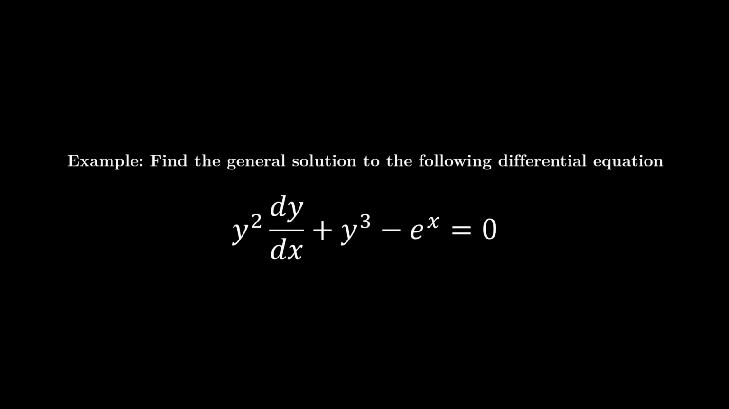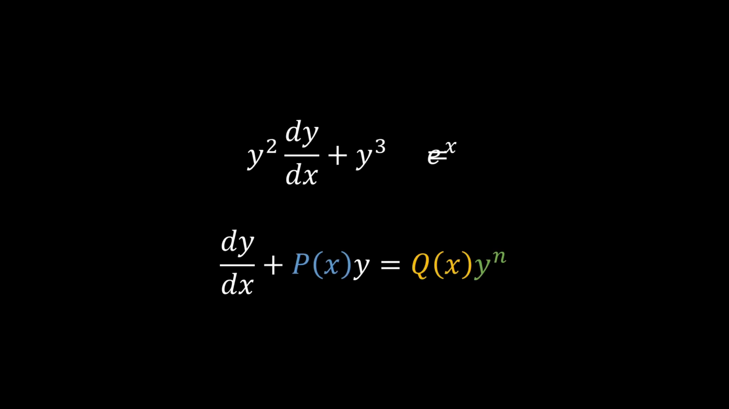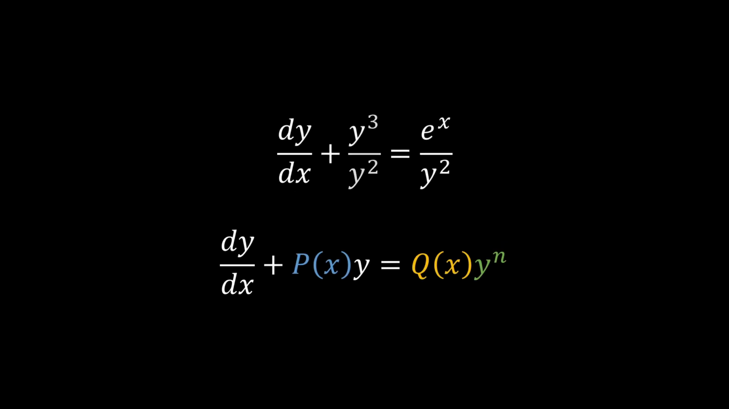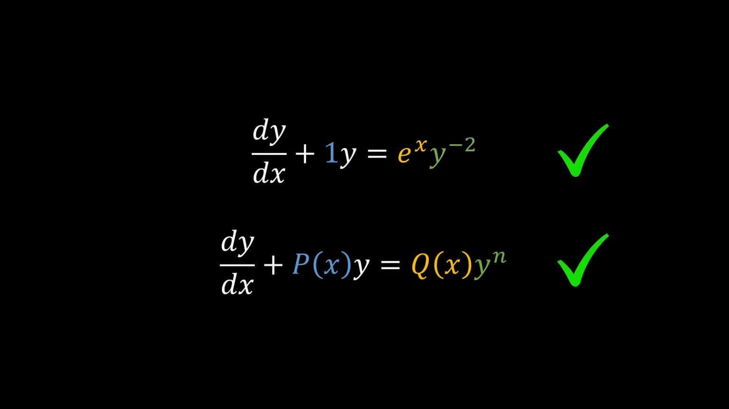We are asked to find the general solution of the following differential equation: y squared times dy dx plus y cubed minus e to the x is equal to 0. We should be able to somewhat immediately recognize that this equation is not a linear equation, since we have at least one y that is not raised to the first power. We can determine if this equation is a Bernoulli equation if we are able to write it in the following general form. We can move the third term to the right-hand side and then divide by y squared in front of the first term, and we see that we are indeed dealing with a Bernoulli differential equation since it can be written in the Bernoulli general form.